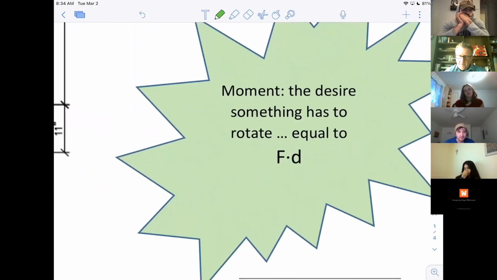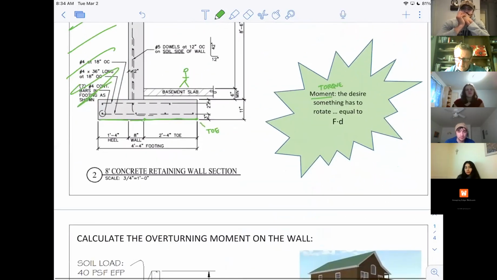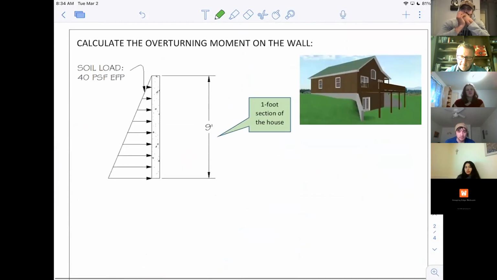But moment is the engineering word for torque. There is a subtle distinction, but again, this isn't an engineering class. So I'm going to be using the word moment rather than torque because that's what engineers use. And all that means is the desire something has to rotate. And then I told you that. So let's take a look at this page and we're going to kind of do this together.